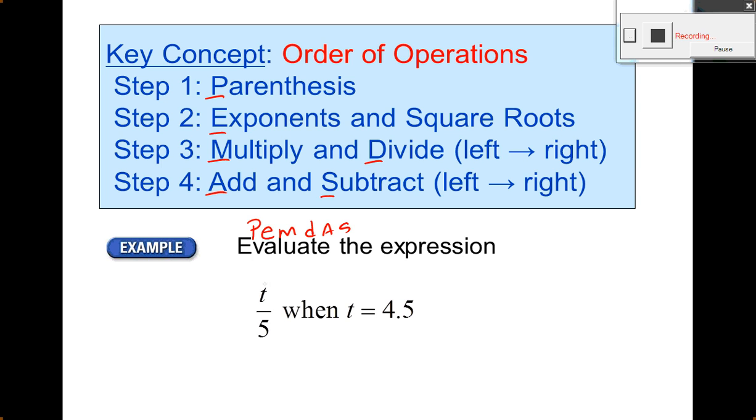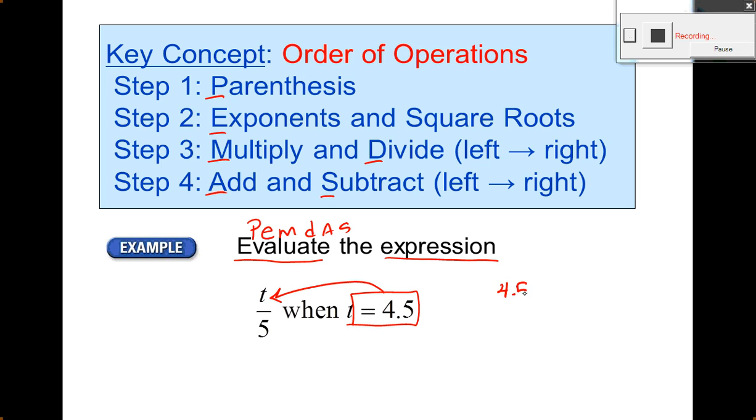So, one of the examples that we're going to go through today is evaluating the expression. So notice that the expression is this. This is the expression t over 5 because it has a variable in it. The t is the variable, right? So we're going to evaluate this expression when t is equal to 4.5. So what that means is I take 4.5 and I substitute it in for t.